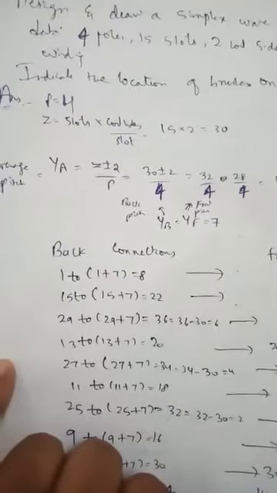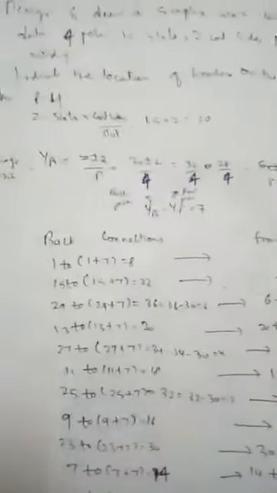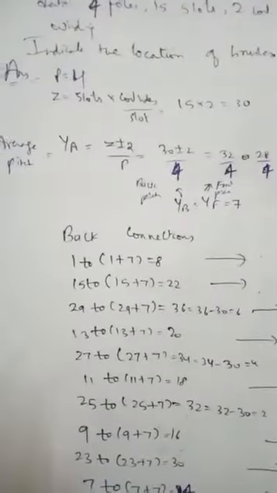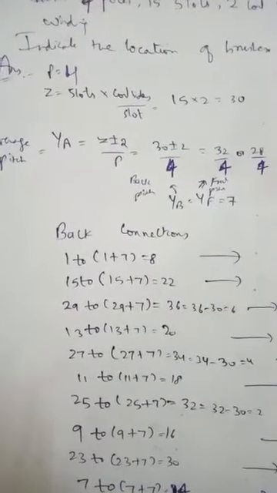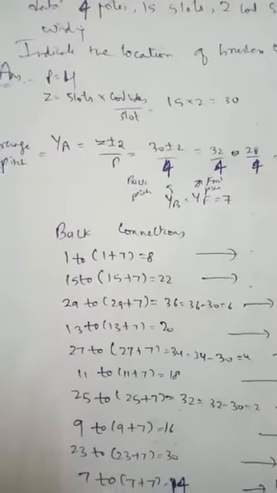P is equal to 4. Z is equal to slots into coil size per slot. Z value is not given directly, so we have to find it out like this. That is, slots into coil size per slot, that is 15 into 2, that is 30.